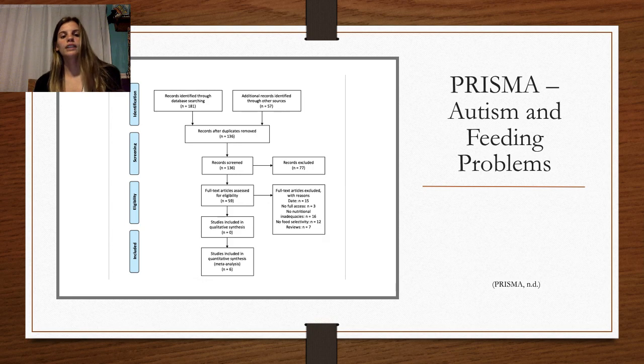We will now move on to my PRISMA diagrams. PRISMA is an evidence-based set of requirements that is used when reporting in systematic reviews and meta-analyses. I had two different search terms, so I created two separate PRISMA diagrams, one for each set, to make it a little bit easier to follow. My search terms are also a bit different than my topic because I was originally assessing feeding problems in children with autism and their impact on nutrition.